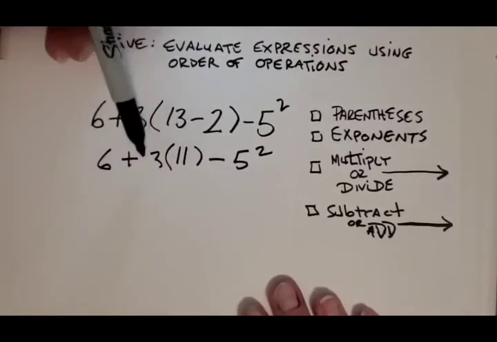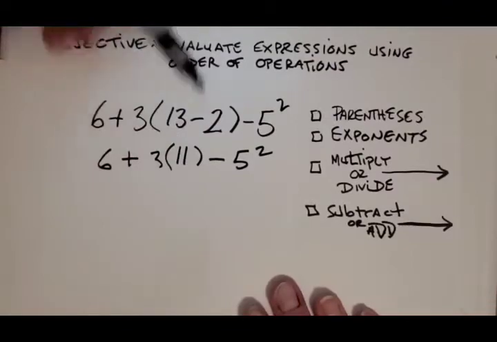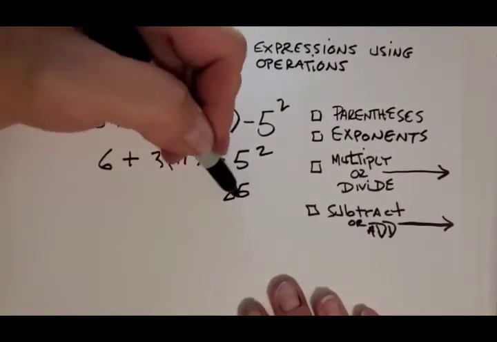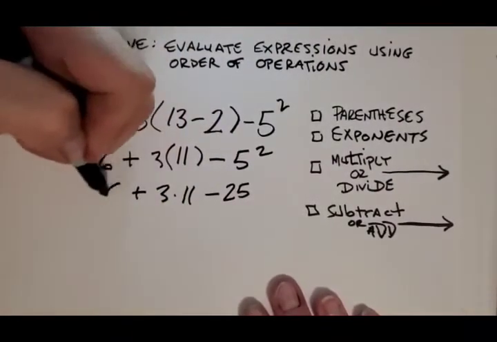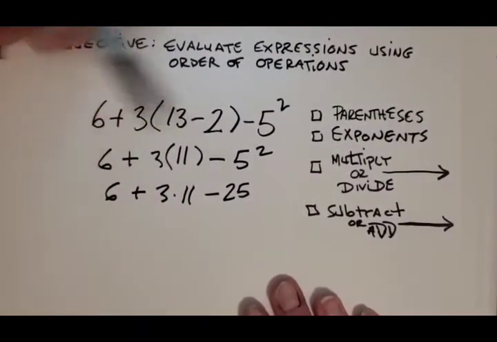This parentheses here really just means multiplication, right? This is 3 times 11. So, next step, exponents. Very good. Exponents are done.